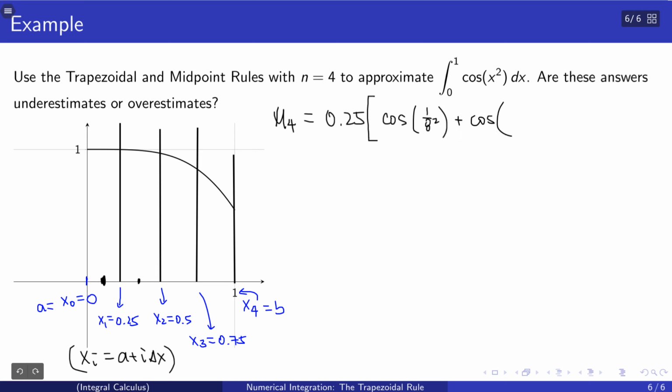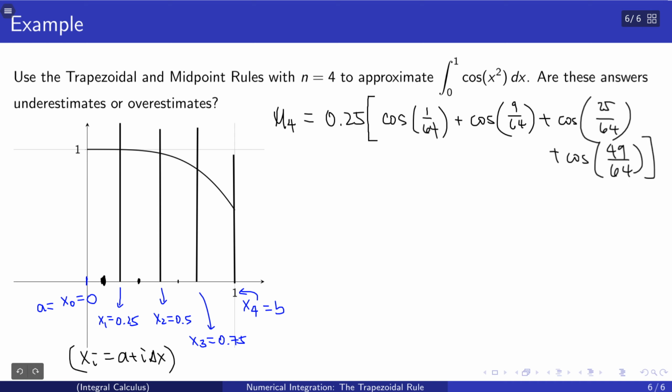Here it's 3 over 8. Here it's 5 over 8. So yeah, I'm going to simplify this just so I don't have to deal with the powers here. And finally, 7 over 8 for the last interval.